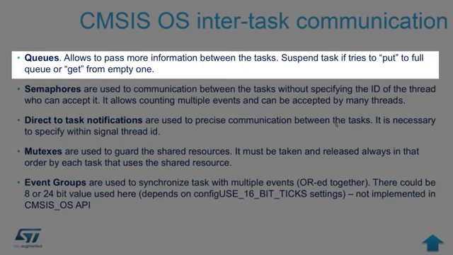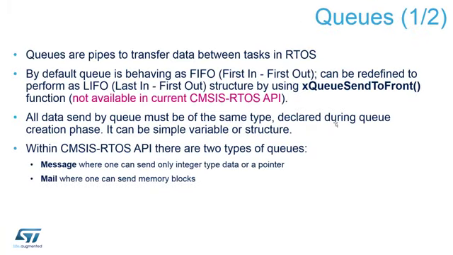The first I'd like to speak about is a queue. The queue can be expressed as a pipe or a FIFO between different tasks in an RTOS. What can you put in the queue? You can put a number, and you can put an object with a bigger size.